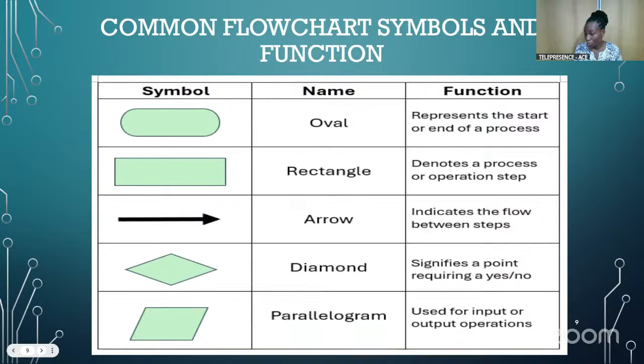Now we also have diamond. Some call it rhombus. So if you see rhombus somewhere, don't think maybe it's wrong. It's either diamond or rhombus. It is the decision-making symbol. Like now, maybe you want to compare two numbers. Okay, maybe you want to compare A and B. You are asking, is A greater than B? You know, if A is greater than B, there will be a step to take. If A is not greater than B, there will be another step to take. So in situations like that, you use the decision-making symbol, which is diamond or rhombus.